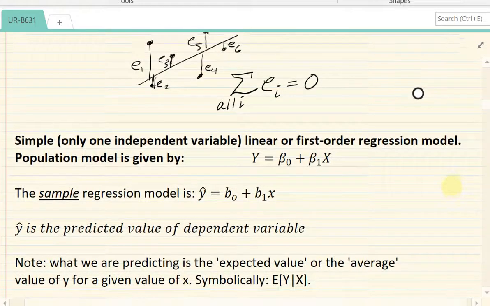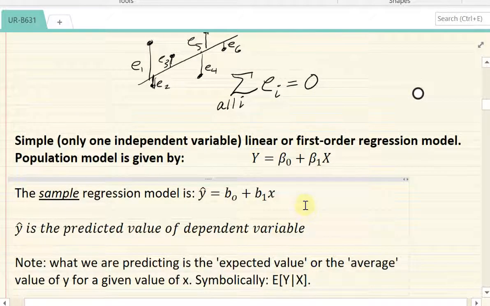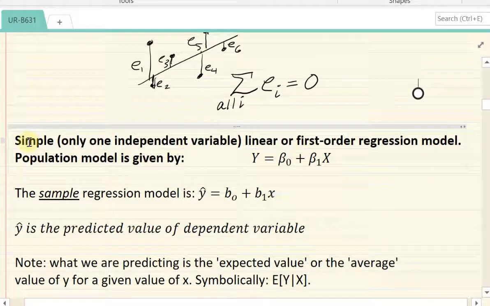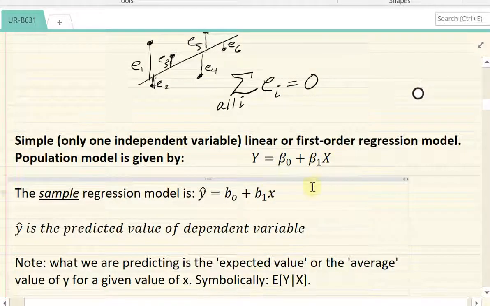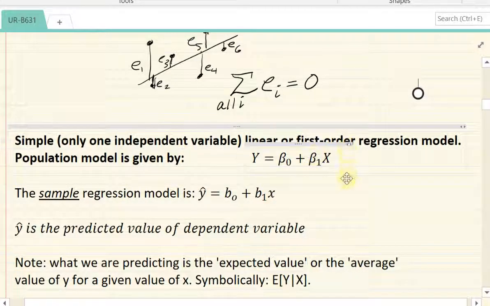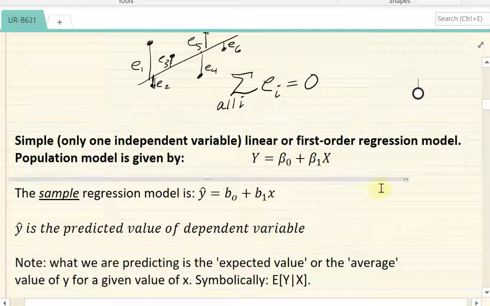Now, let's take a look at this one. What we're actually going to look at in this lecture, in our course for now, is what we call a simple linear or first order regression model. It's called simple because there's only one independent variable, one x. And it's first order because x is to the first power.